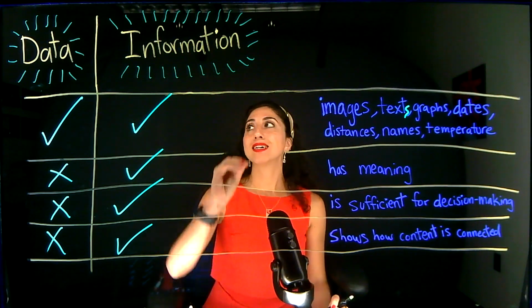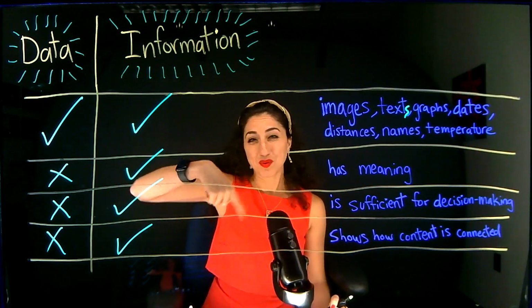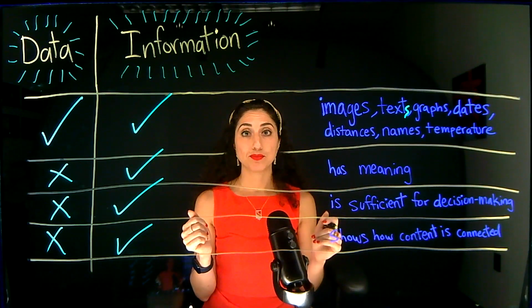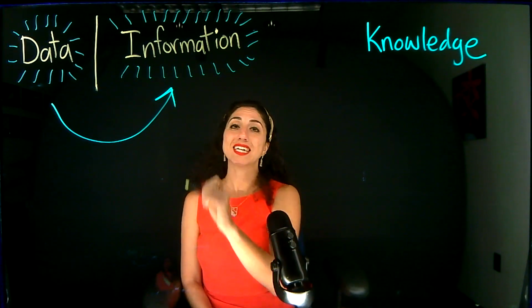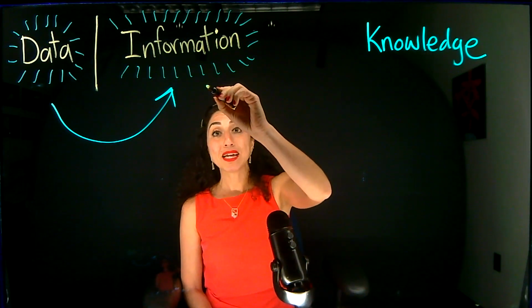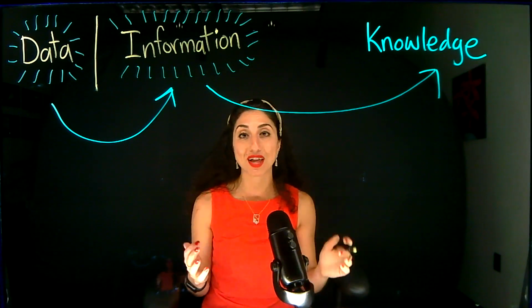Information is data that's been processed and reflected on, going through that funnel, that can turn into knowledge. Data can turn into information by somebody processing it. And information can turn into knowledge by somebody reflecting on it.